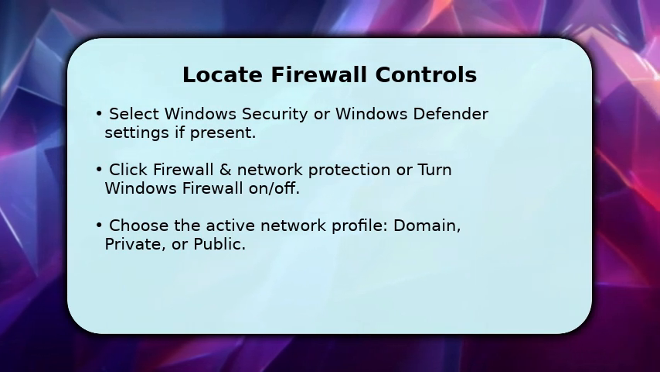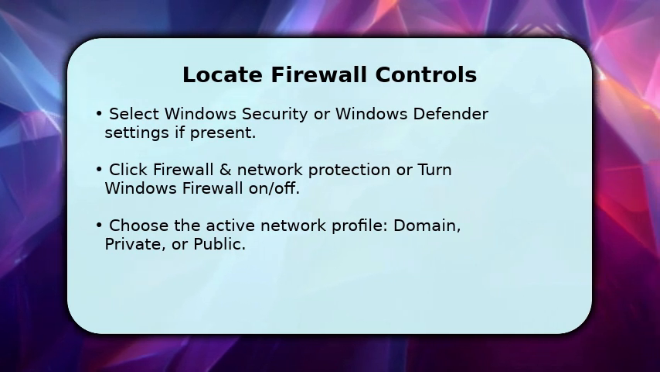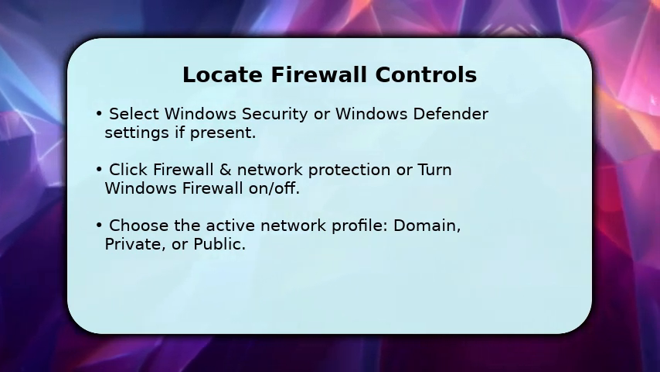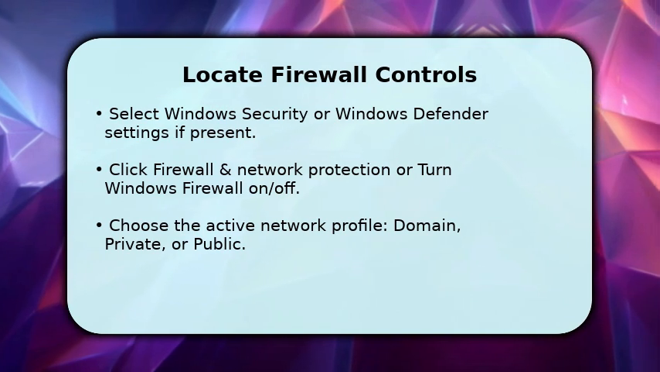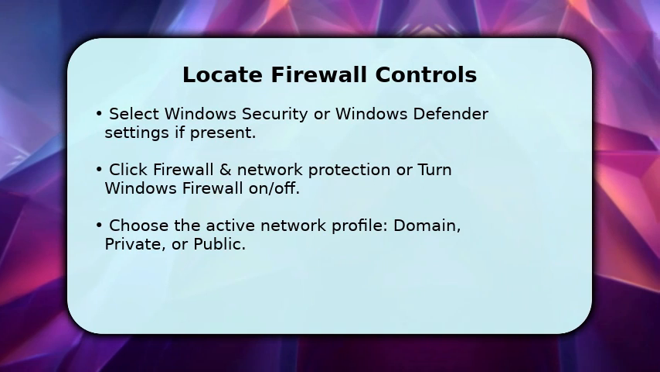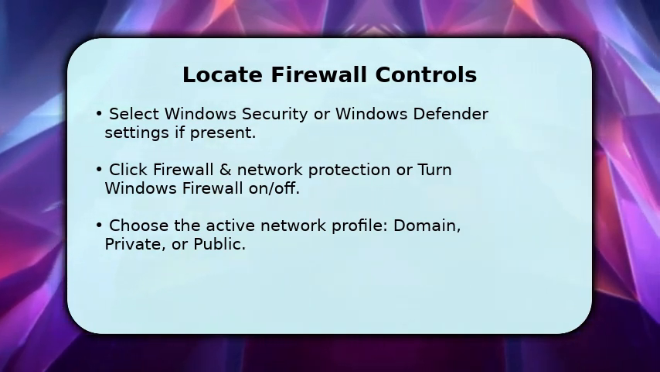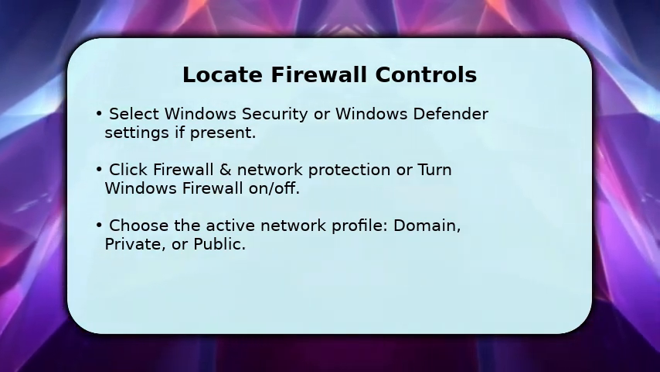Click that and identify which network profile is active, domain, private, or public, because each can have a separate switch. If you only flip one, it won't fully disable protection. Make sure to read the warning prompts. You're disabling inbound protections, so understand that apps may be exposed until you re-enable the firewall.